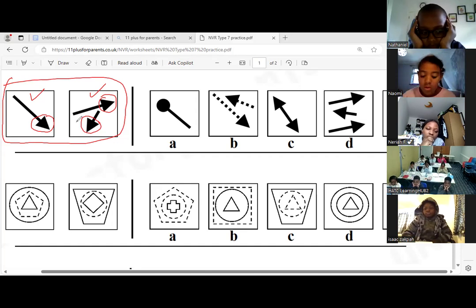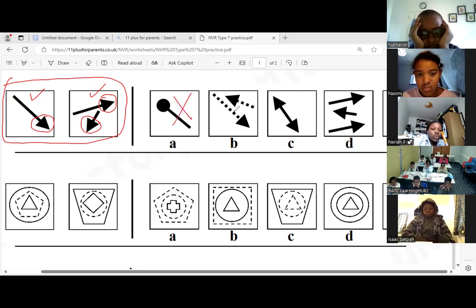All right. So in that case, can the answer be A? No. A has the same shading, but it does not follow all the other rules. Can it be B? No. Even though it has arrows, and the arrows have one head, it does not have the same shading for the line. Can it be C? No. If you believe it can be C, raise up your hand.